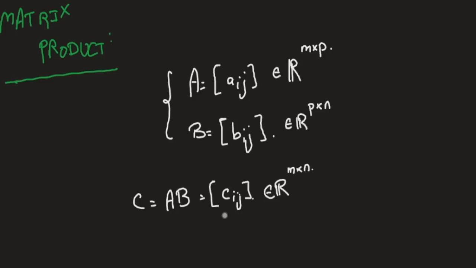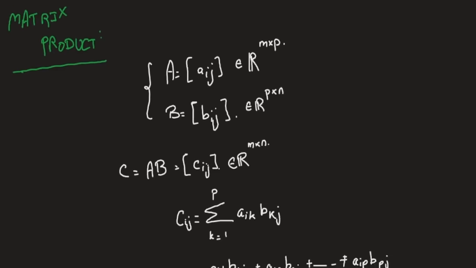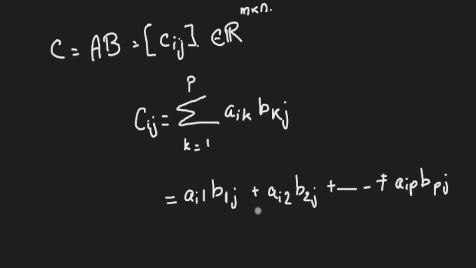It's not element-wise multiplication, no. It is obtained by the following formula. You sum up aik times bkj over k from 1 till p. That is ai1 times b1j plus ai2 times b2j all the way down to aip times bpj.